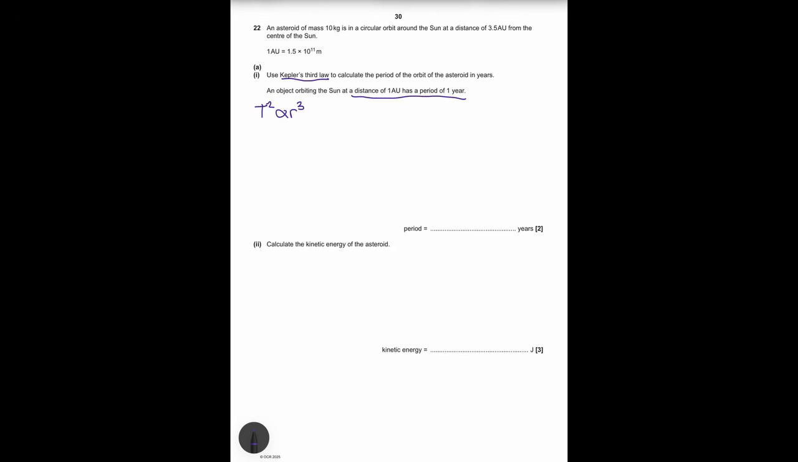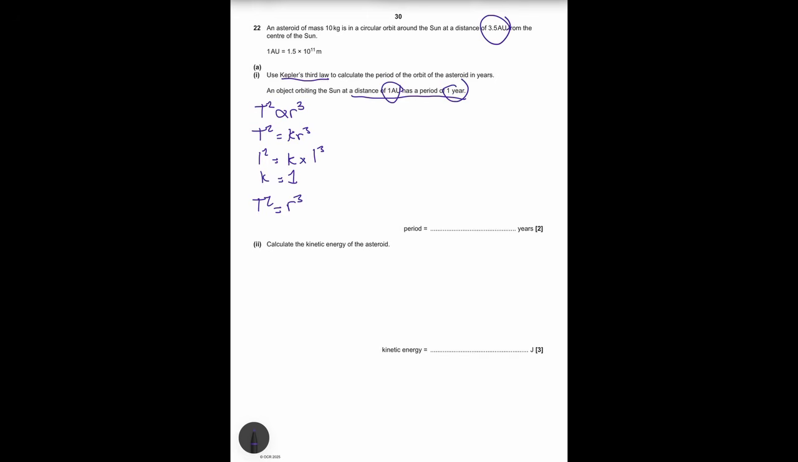That's something that you should know. But they're nice enough to tell us that, because that's giving you a reminder that if I'm going to do this, I can say T squared equals k r cubed. But because they're saying this is 1 and 1, if I keep my distance in AU and my time in years, I can just say 1 squared equals k times 1 cubed. Therefore, k is going to be equal to 1. And therefore, if k is equal to 1, I can just say T squared is equal to r cubed. Now I know that T squared is equal to r cubed, I can work out the next part of it as well.